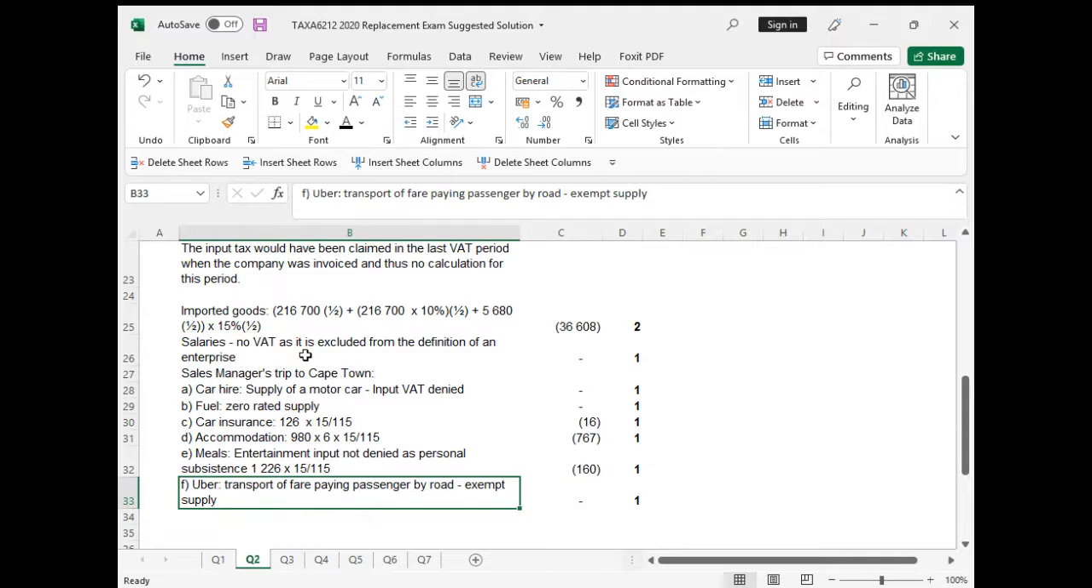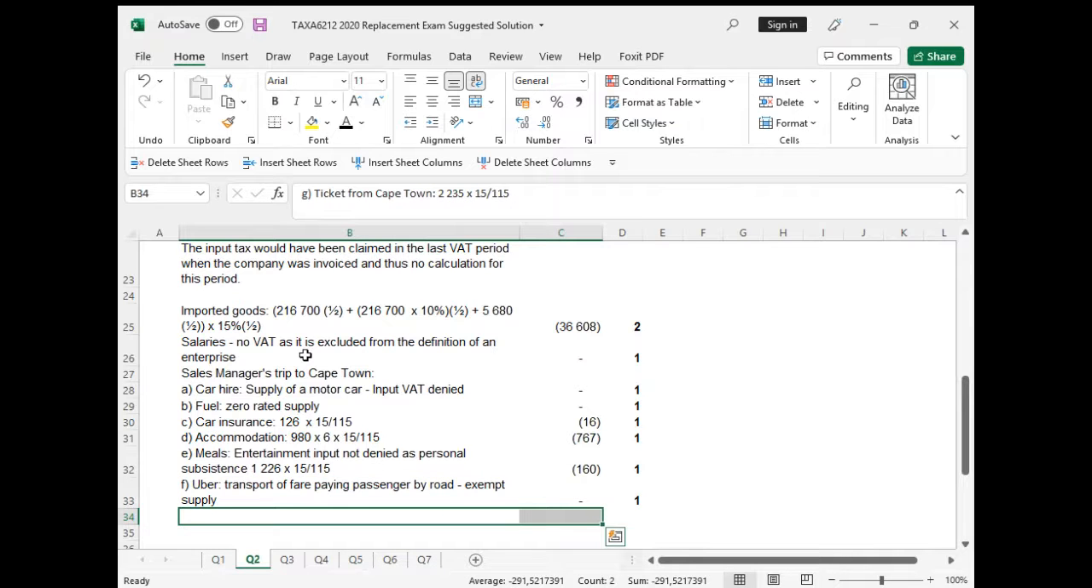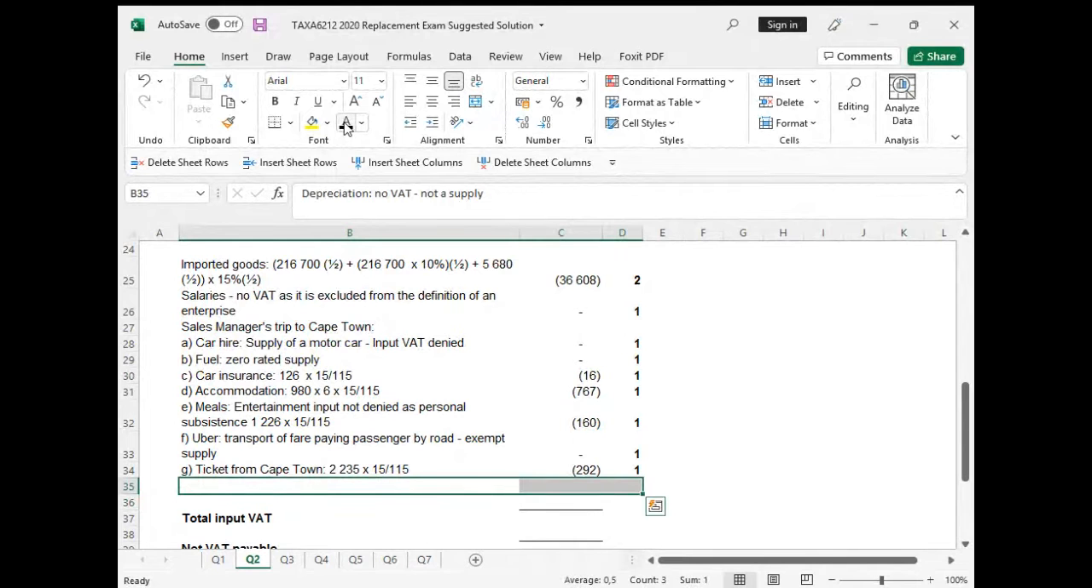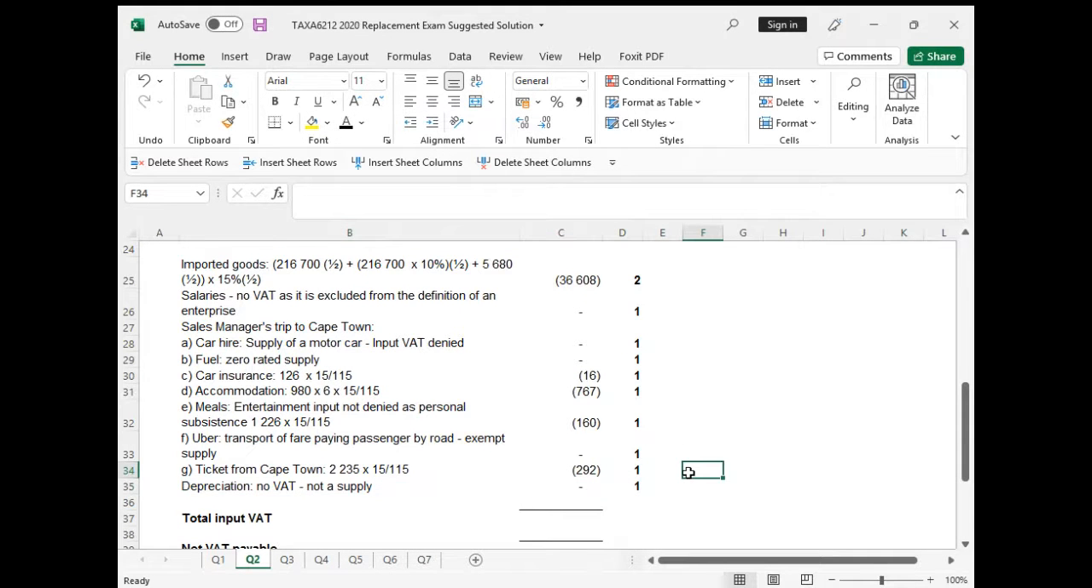Then the Uber one is transport of a fare-paying passenger, and it's an exempt supply. And then your plane ticket is just a standard rated supply, and you would be able to claim the input VAT. And the last item that you need to show is your depreciation, and state that there is no VAT because it's not a supply. You do not have to show each and every depreciation amount separately. You just state the fact for depreciation as a whole. Okay, so that was all the items.